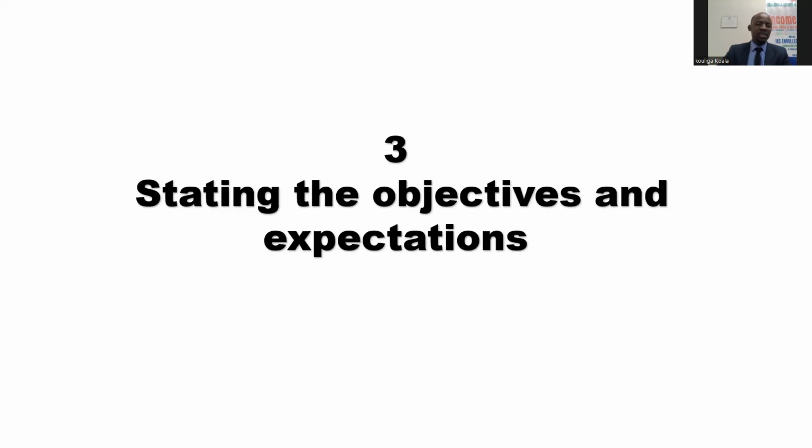All right, number three, stating the objectives and expectations. I personally like this one very much, because of what happens to a lot of people in the diaspora. We are here, and at some point we really want to do things in Africa. So I want to build a house. I want to open a restaurant. I want to start my own taxi company, or transportation company. Those are things that the diaspora want to do.